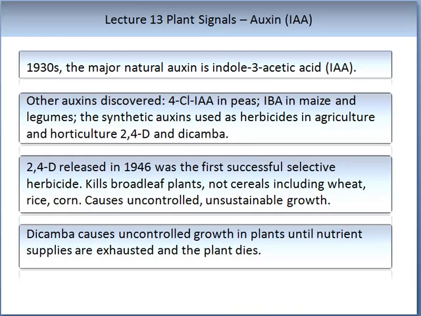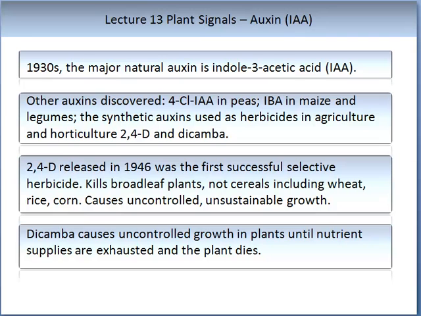Auxin was discovered in the 1930s. The major natural auxin is called indole-3-acetic acid, or IAA for short. There are other auxin forms that exist, for example 4-chloro-IAA, which was discovered in peas. IBA was discovered in maize and legumes. The synthetic auxins used in herbicides in agriculture and horticulture are called 2,4-D and dicamba.